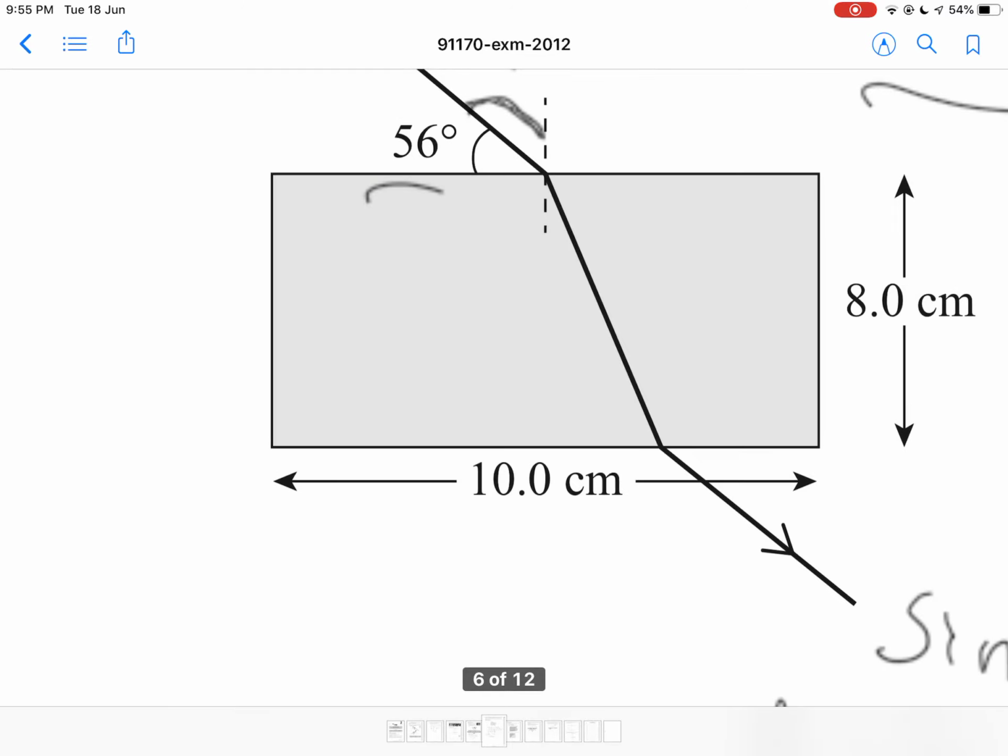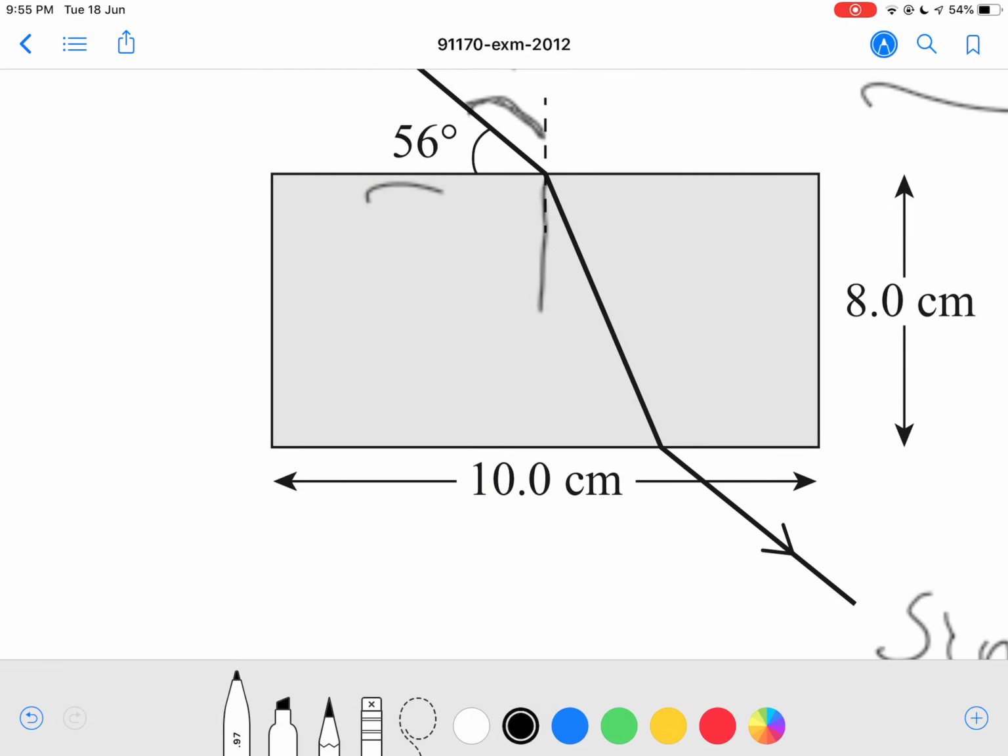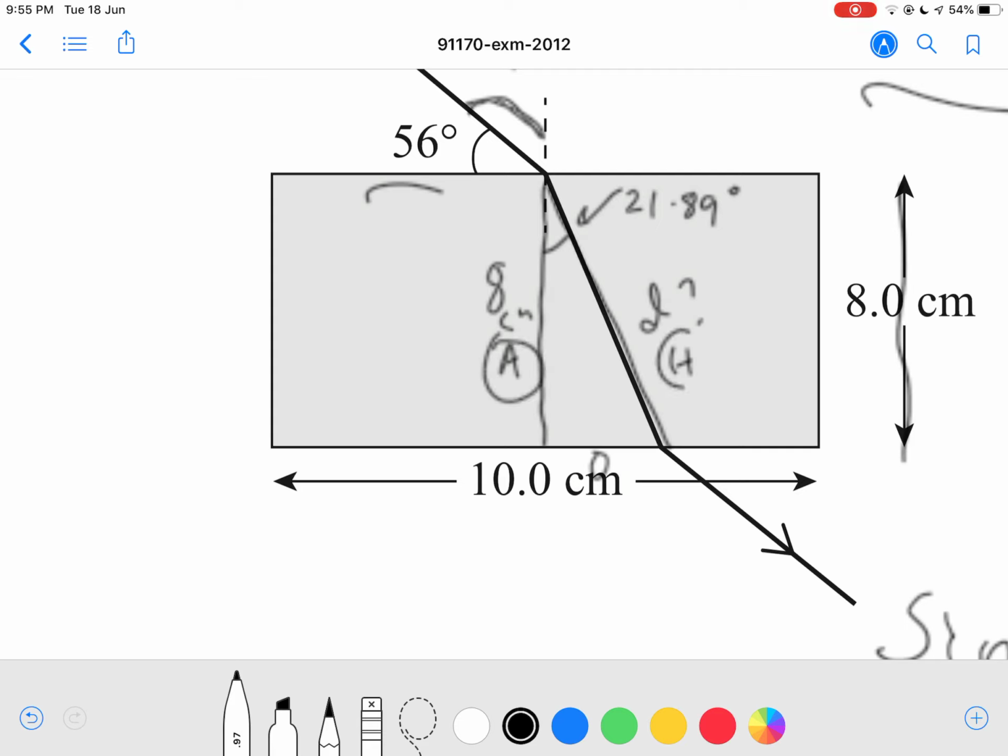Now the good news is that we have our triangle here. Now we know this angle is 21.89 degrees. We also know that because this length is equal to this length, this length must be 8 centimeters. So now we can use trigonometry in order to find our distance. Our distance is our hypotenuse. We have our angle, this is the opposite side, this is the adjacent side, and this is the hypotenuse. As you can see, the adjacent side and the hypotenuse are involved.